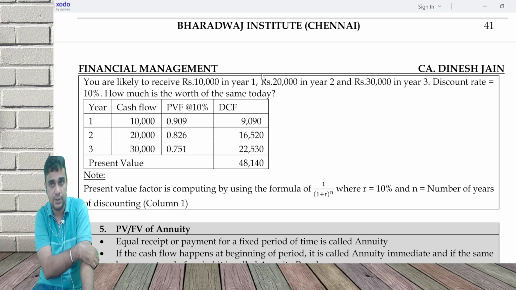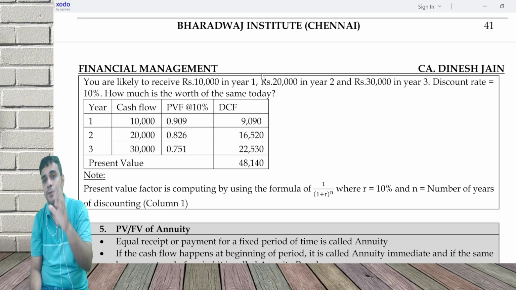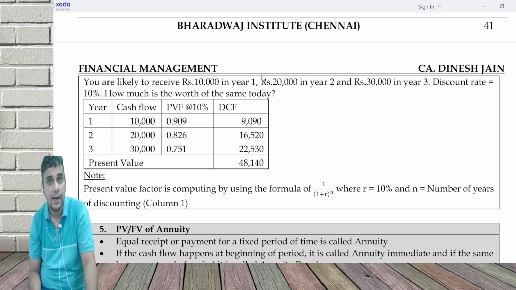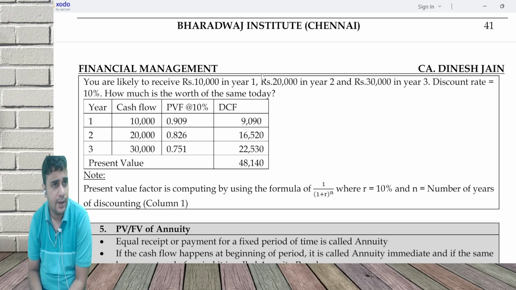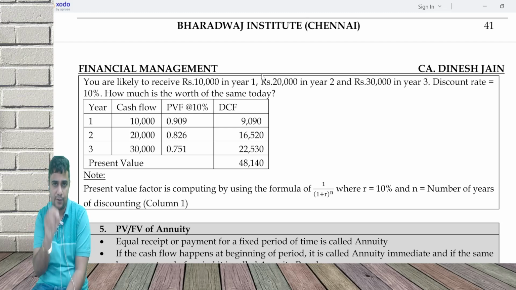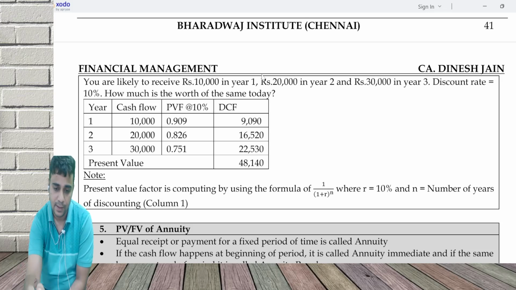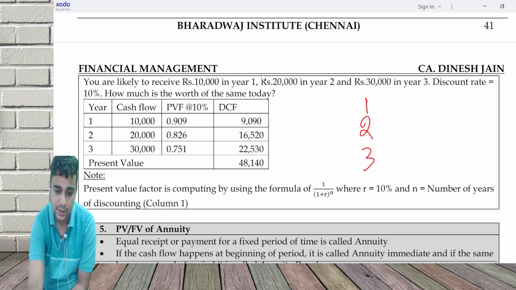Can we proceed? Okay, next comes an example of annuity. What do you mean by annuity? EMI, I don't understand. So tell me what is the meaning? Series of payments at a regular periodicity is called annuity. Series of payments which will come regularly. Example, year 1, year 2, year 3, I'll get 10,000.